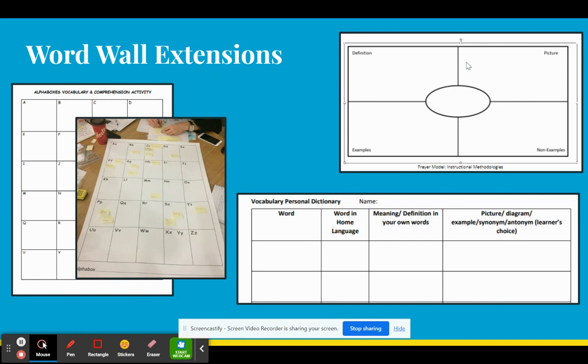And then lastly, we have a vocabulary personal dictionary, similar to the Frayer model, using the word in home language, a definition, and then a picture or diagram. And again, those word walls would be providing all of that information that students could use to extend onto activities at their desk.